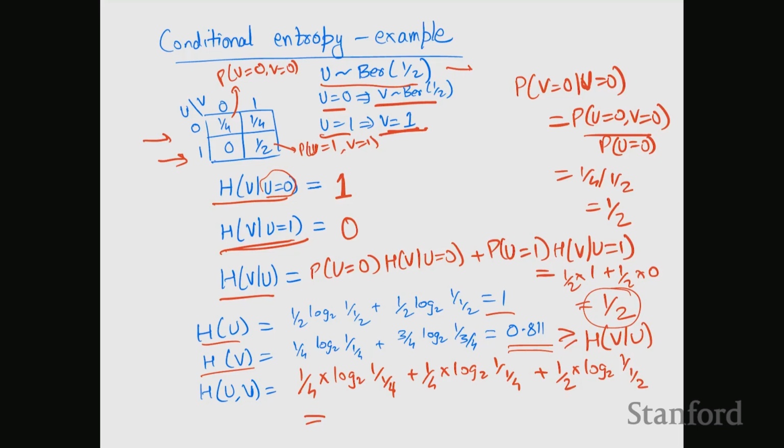So half plus half, I think it will be 3/2. And you can verify that this is actually equal to this thing, H(U) plus H(V given U). So this is the chain rule for entropies. So the joint entropy of U and V is actually equal to the entropy of U plus the entropy of V given U, right? So the overall uncertainty in U and V combined is the uncertainty in U and the uncertainty in V given U.